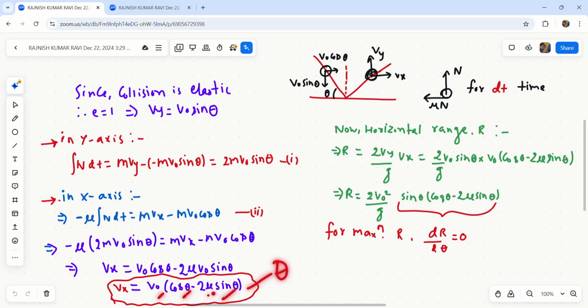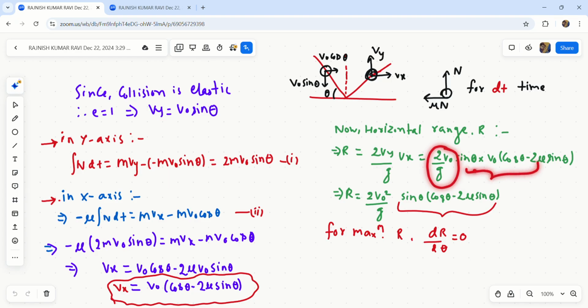So we have calculated vx in terms of theta. Now the horizontal range will be time of flight times x component velocity. Its time of flight will be 2 v0 sin theta by g, times vx. The value of vx is this. So the range will be this much. As we observe here, the range is a function of theta.